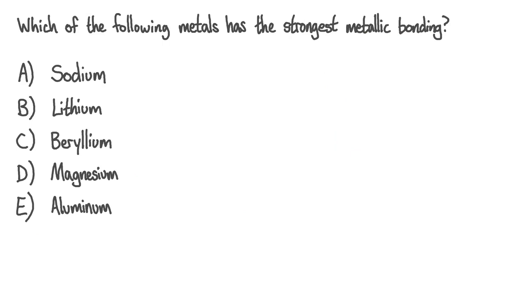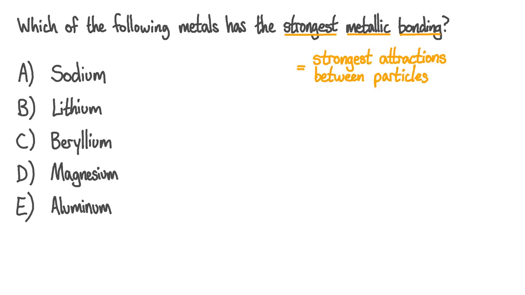Which of the following metals has the strongest metallic bonding? A. Sodium. B. Lithium. C. Beryllium. D. Magnesium. Or E. Aluminum. This question is asking us to find the strongest metallic bond. The strongest bond is the one that has the strongest attractions between the particles.